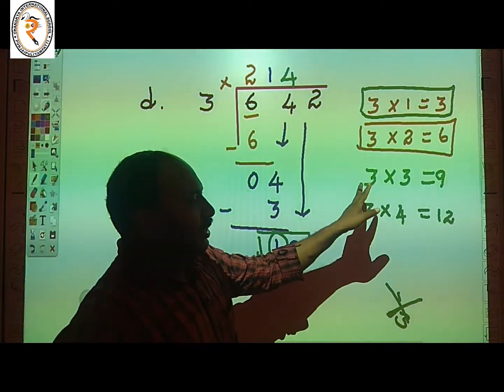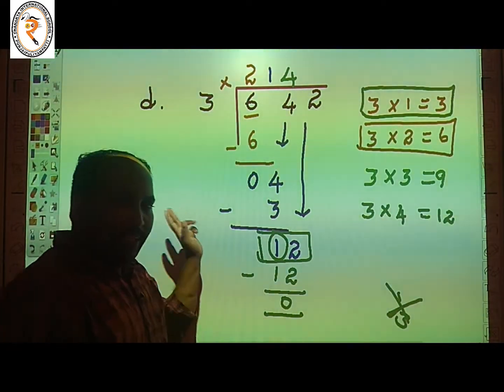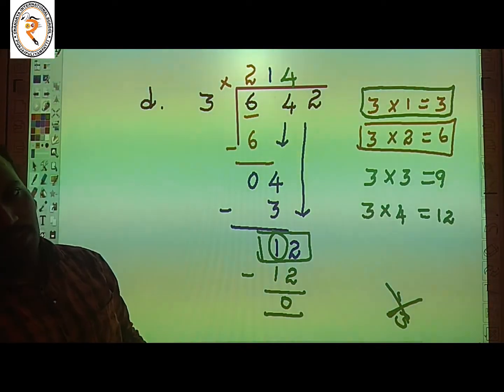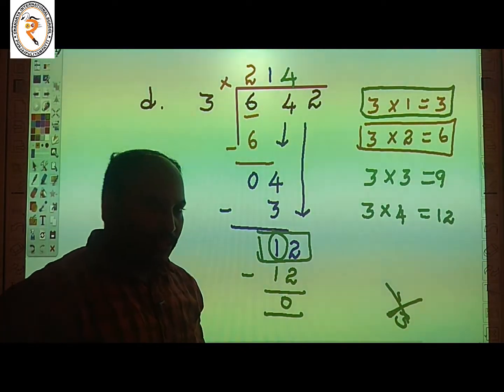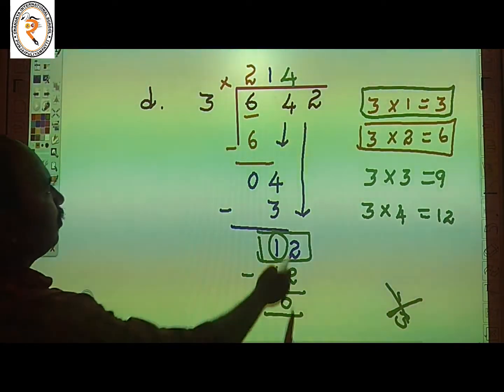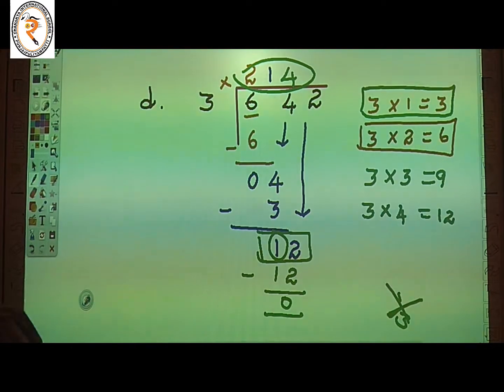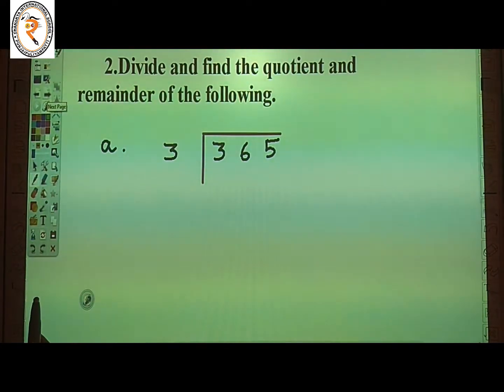We go to the third table. 3 3s are 9, 3 4s are 12. So 3 into 4 is equal to 12. We want to minus: 12 minus 12 is equal to 0. Our answer is 214. Next one, second part.